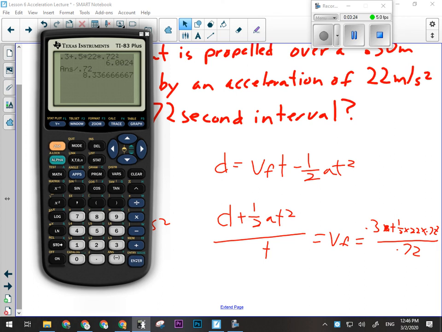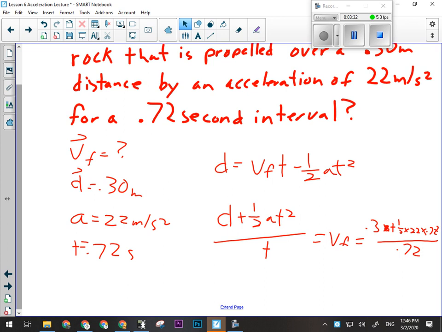All right, so we're looking at a final velocity of 8.3 meters per second, and that would be positive. We weren't given anything else, okay, for direction. So positive 8.3 meters per second. Okay, questions on that one?